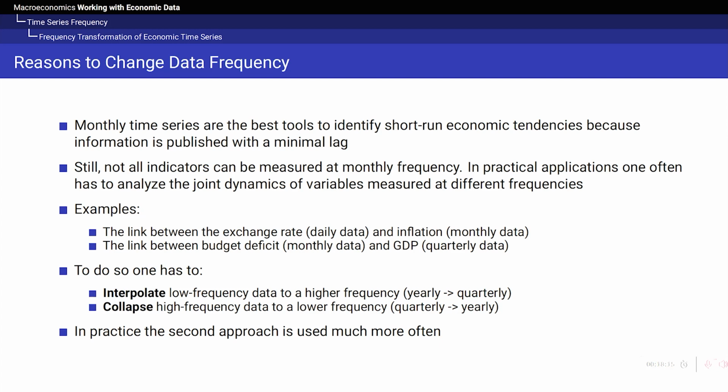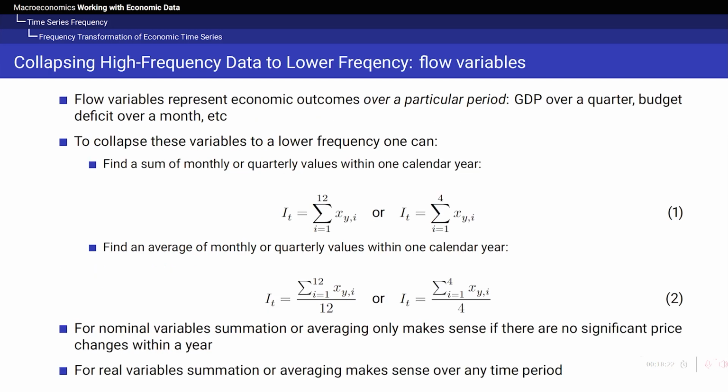In fact, the proper way depends on the nature of the underlying variable. First, we focus on flow variables. Recall from earlier that these variables measure economic activity over some period. To convert such variables to a yearly frequency, one can do one of the two things. You can either sum up or average the values of the variable for a particular calendar year. For example, to get the yearly volume of retail trade based on monthly statistics, it is necessary to find a sum of 12 consecutive monthly values.